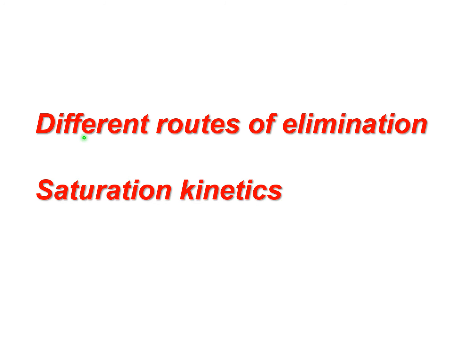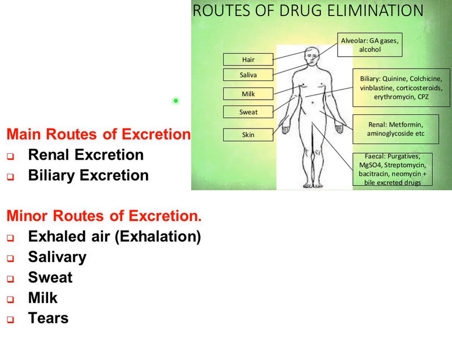Okay, so now we are looking at routes of elimination, or sometimes we say excretion of chemical. Main routes are renal excretion, so through urine, and biliary excretion. So this is liver processing of xenobiotics, of foreign compound, of drug compound, and later on it comes out.